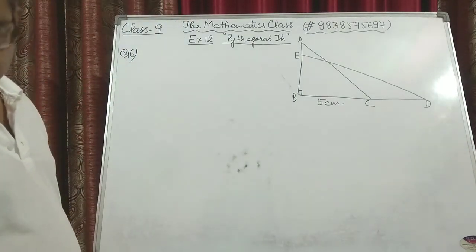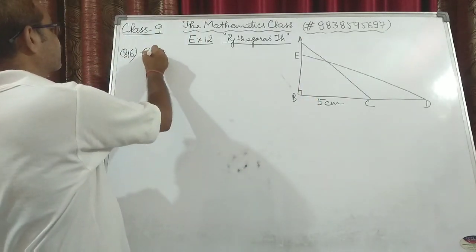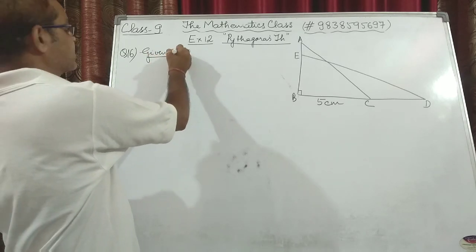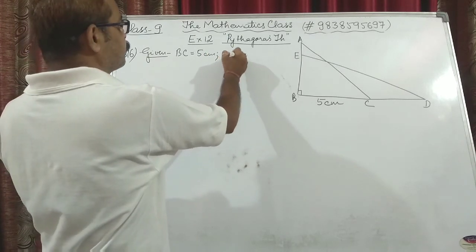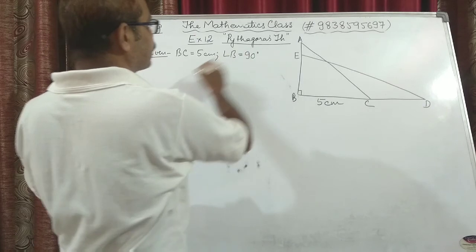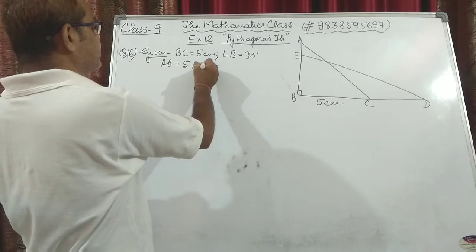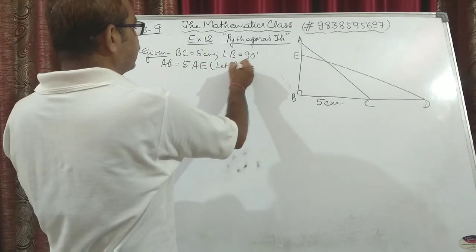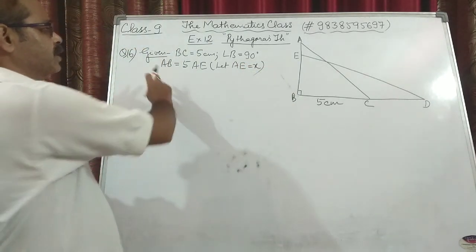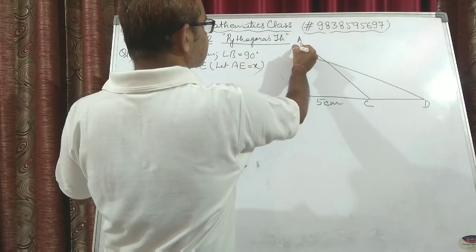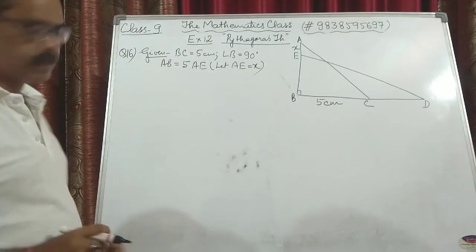Then they say AB is equal to 5 times of AE. We will write what is given. It is given, first thing is BC is equal to 5 centimeter, angle B is equal to 90 degree. Then they say AB is equal to 5 times of AE. So we are assuming let AE is equal to x, so that our calculation part will be easy. So if AE I am assuming as x, then AB will become 5 times of x, that we'll see later on. Then what do they say?